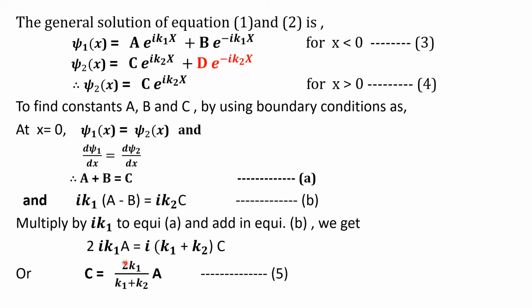Therefore we find the c term in terms of a, and it is c equal to 2k1 divided by (k1 plus k2) into a. This is equation number 5. Similarly, we find another constant. This c value we put in equation number 1 and we find another constant: a plus b equal to c. What is the value of c? 2k1 divided by (k1 plus k2) into a.